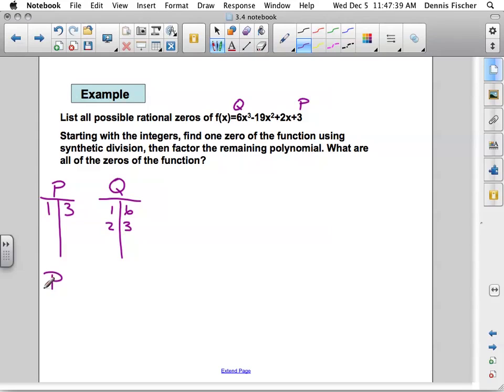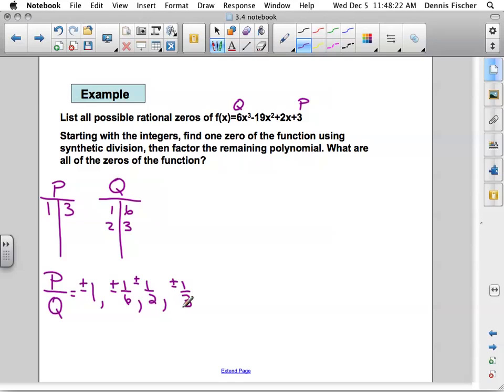So then we're going to write down our factors of P over Q. Let's start with the ones first. 1 over 1, which is plus or minus 1. 1 over 6, plus or minus 1/6. 1 over 2, and 1 over 3. Okay, following me so far? Now you take the first one over all of them, then you do the next one over all of them. So now you keep going.